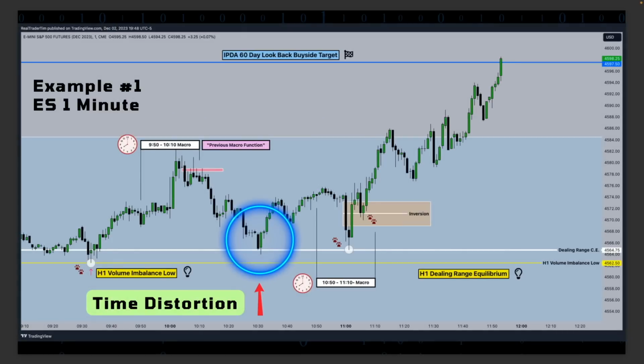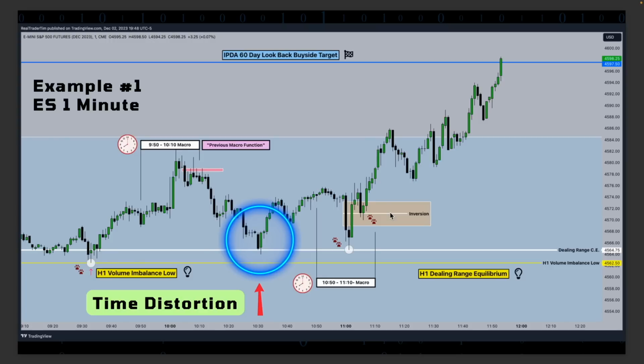Now look within this blue circle I have on the screen now. We did basically the same thing that we did here. Why didn't we spool there? Because it wasn't during the macro. So if you think about the macro function, again, we expect delivery to liquidity pool or inefficiency during this macro window. If the algorithm's operating efficiently, this is when we want to see price give us the setup or begin to spool to our targets.